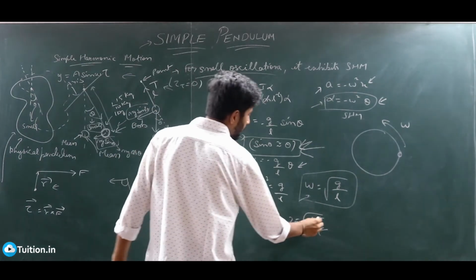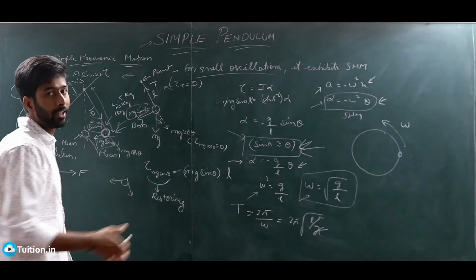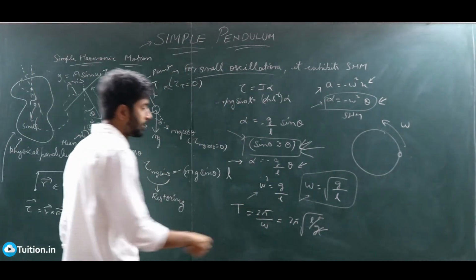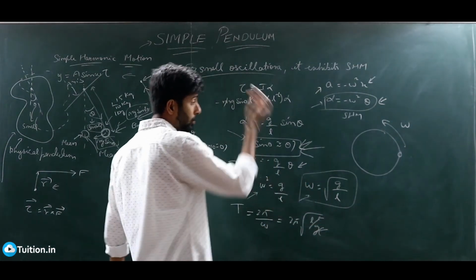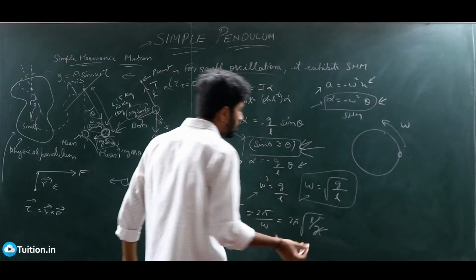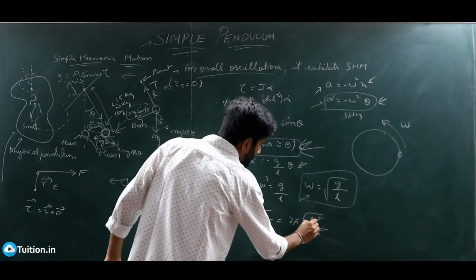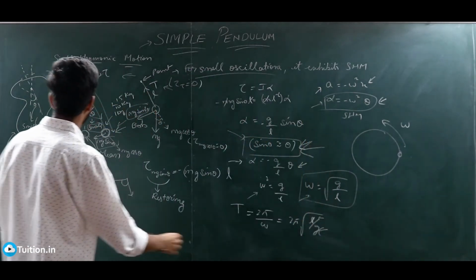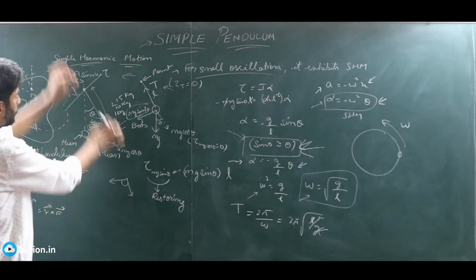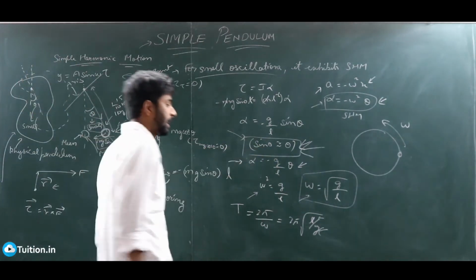So for instance, if you put a bob in a moving lift, then the time period will change because your G effective will change, right? In an accelerating lift, not just a moving lift. As far as your length is concerned, if you vary the length of the bob, that also will have an effect on the time period, as you can see.